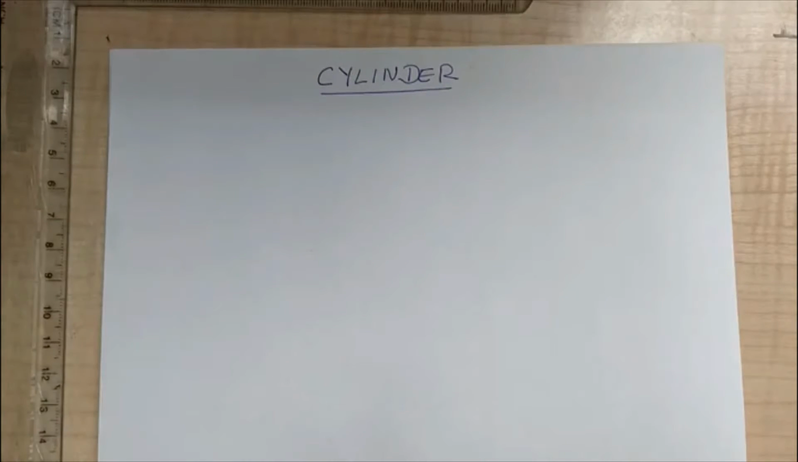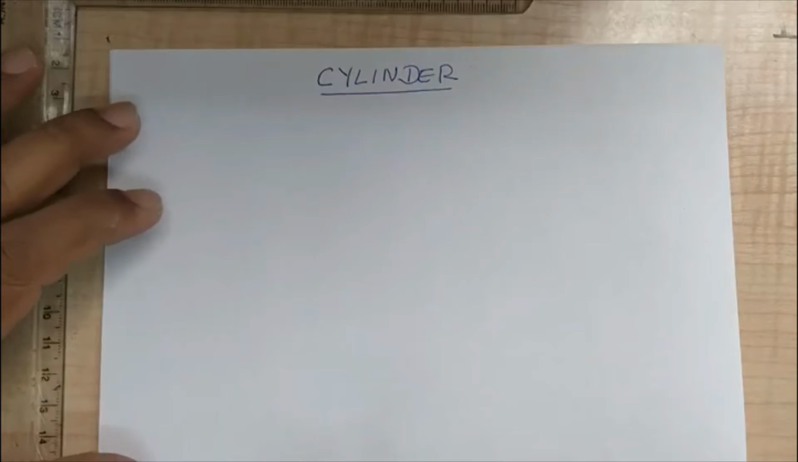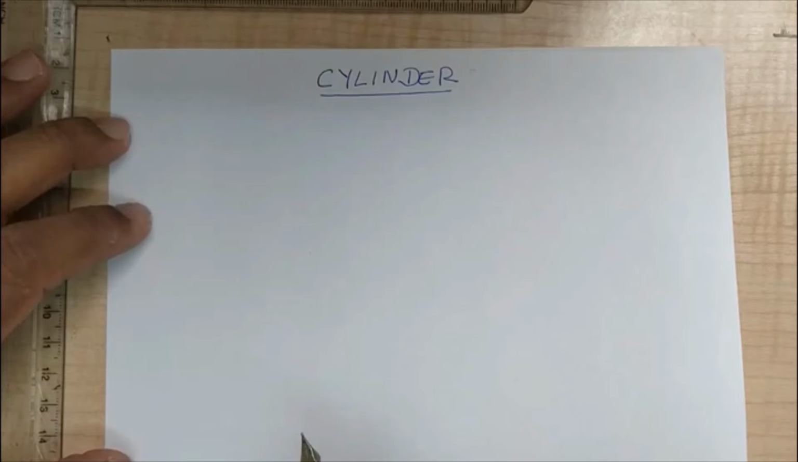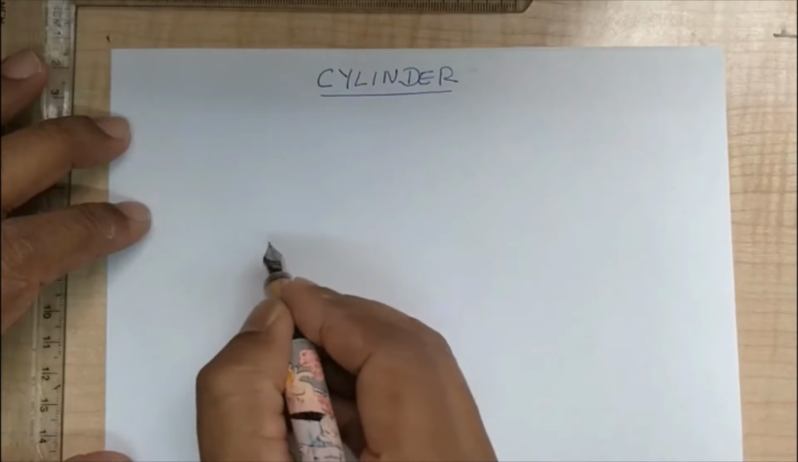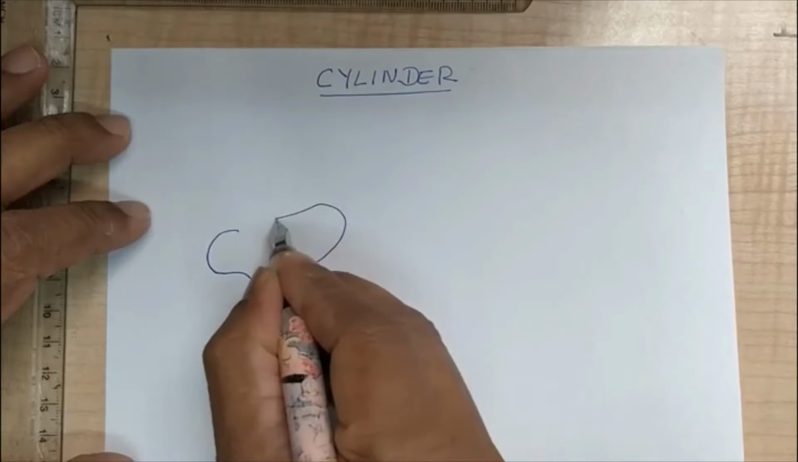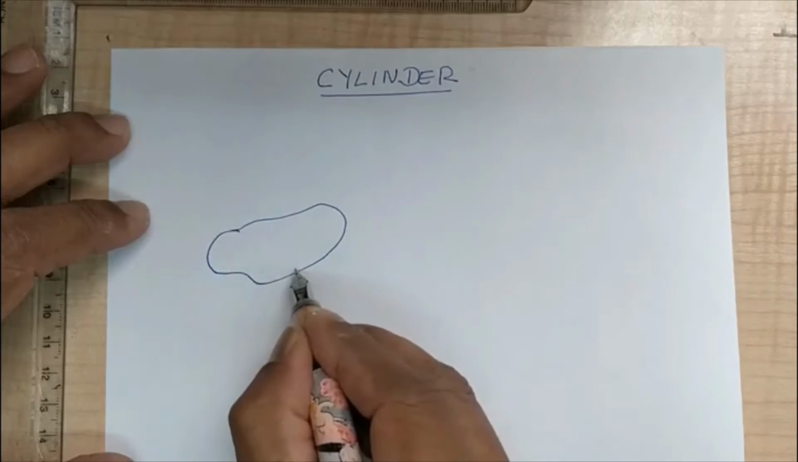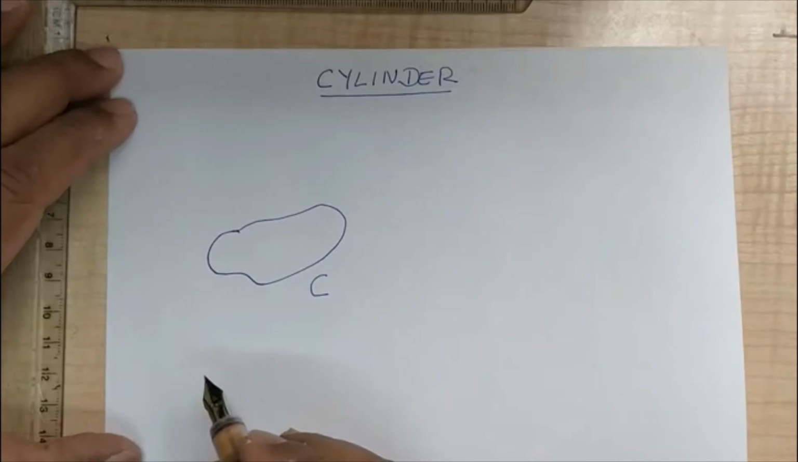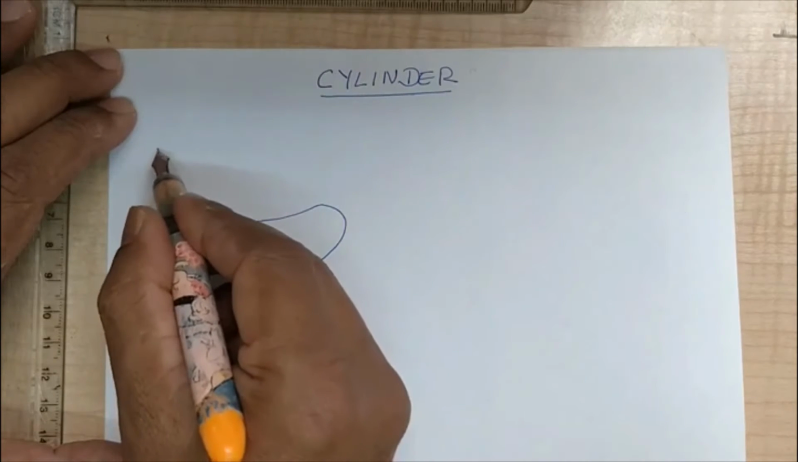In this video, we shall discuss the cylinder. Now, let us assume that a certain curve C is given to us and a certain fixed line is given to us.